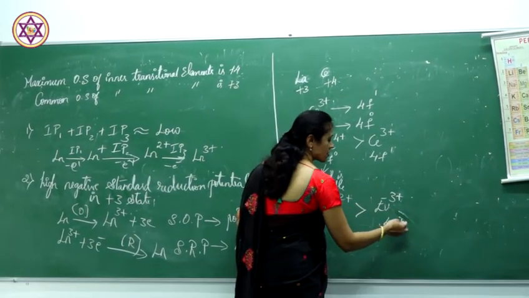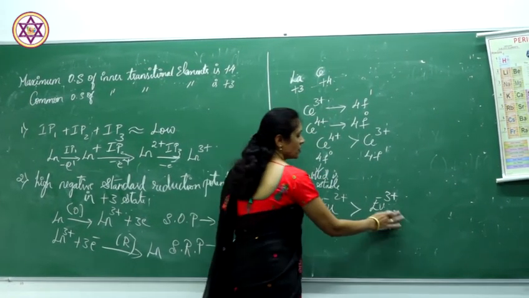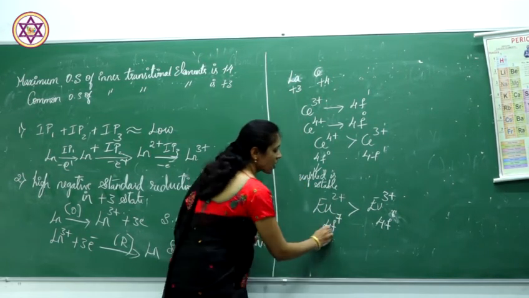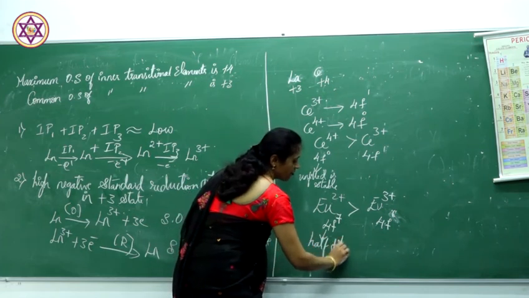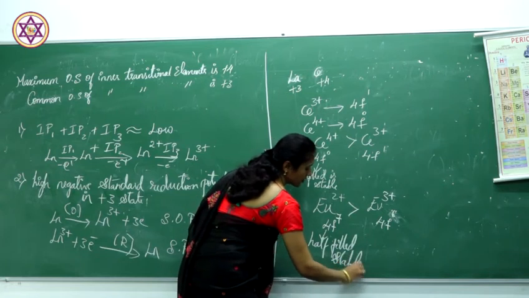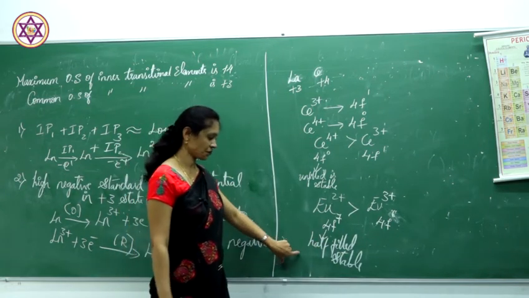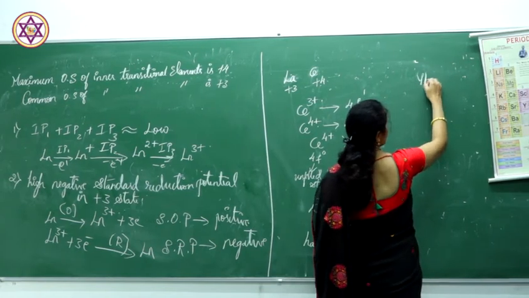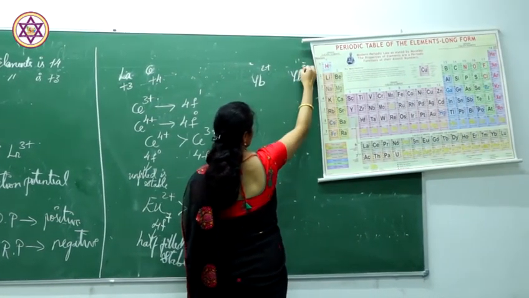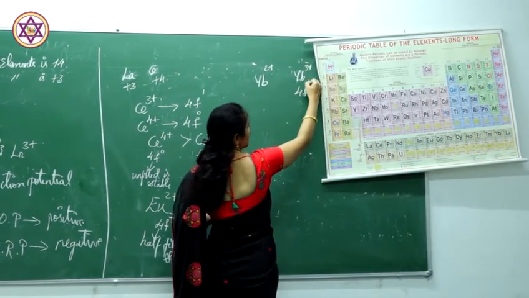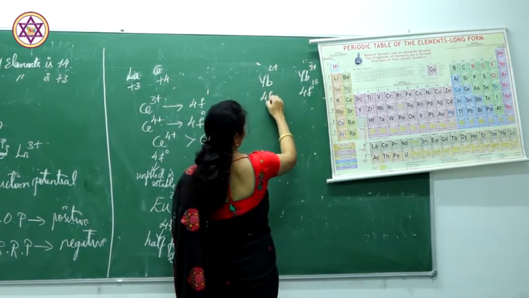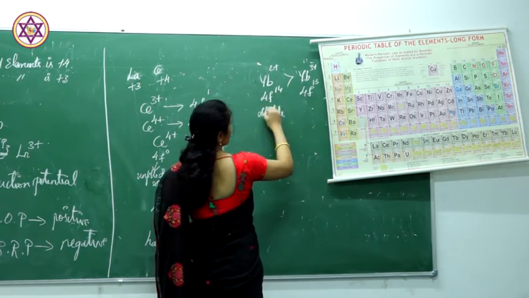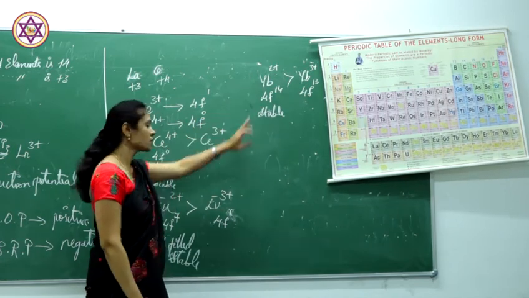Okay, in 3+ it will be 4f6, and in 2+ it becomes 4f7. This is half filled. Even in the half filled state it is stable. You all know that completely filled, half filled and empty are more stable. Coming to ytterbium, even this ytterbium 2+ is more stable than ytterbium 3+. Here it has 4f13 electrons, and it becomes 4f14 when it is in the ytterbium 2+ state. Therefore, ytterbium is more stable in the +2 state.